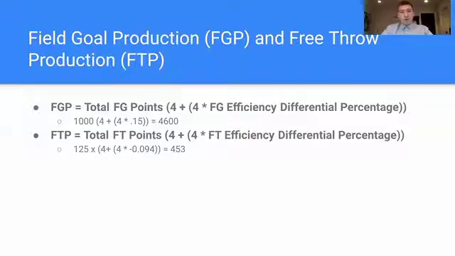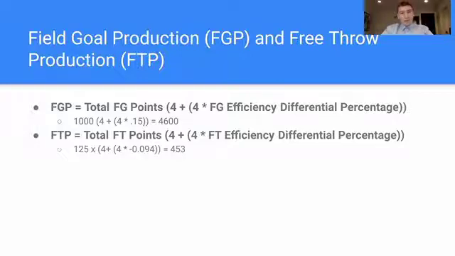The reason that 4 is multiplied to the efficiency differential percentage is to dilate the values and expand them on a greater scale. So if we use our 15% from the previous slide and input that into the formula, we can also assume a player scored 1,000 points. We can calculate about 4,600.